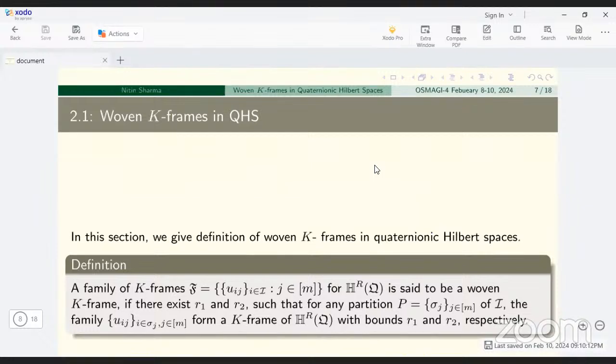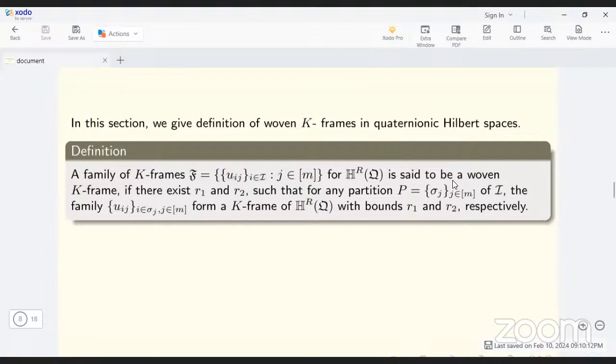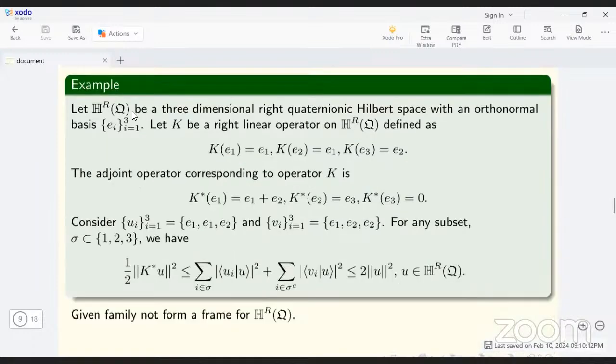This is the second section of our talk: woven K-frames in quaternionic Hilbert spaces. In this section, we have defined the woven K-frames in quaternionic Hilbert spaces. Again, we have taken M families of K-frames. And this is said to be a woven K-frame if there exist R1 and R2 such that for any partition sigma_j of I, this family U_ij, where i belongs to sigma_j and j belongs to M, forms a K-frame with lower and upper bounds R1 and R2. This is the example we have given for woven K-frames.